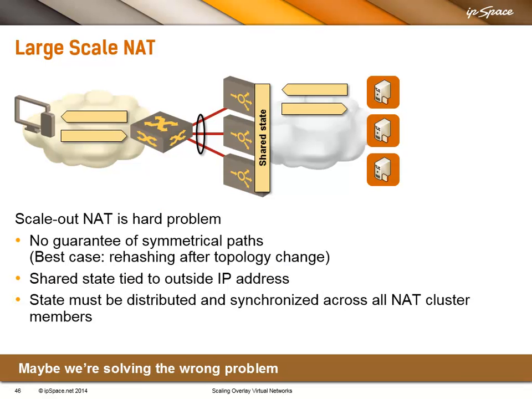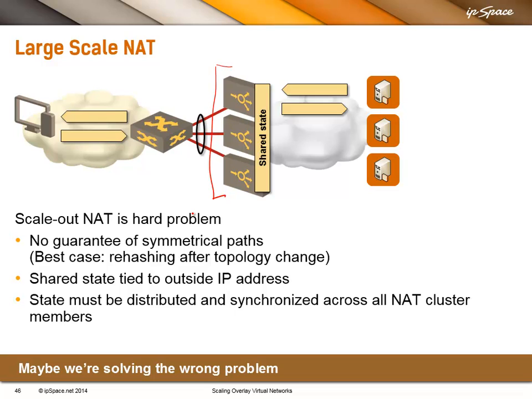Scaling NAT is hard. It's exactly the same thing as scaling load balancing. There is no guarantee of symmetrical paths, particularly as you go from physical to virtual. In the best case, you will get some rehashing after the topology change. In the worst case, all the traffic flows will be rehashed after the physical topology change, because the shared state has to be tied to the outside IP address. We cannot do much. The state has to be distributed across all members of the NAT cluster.